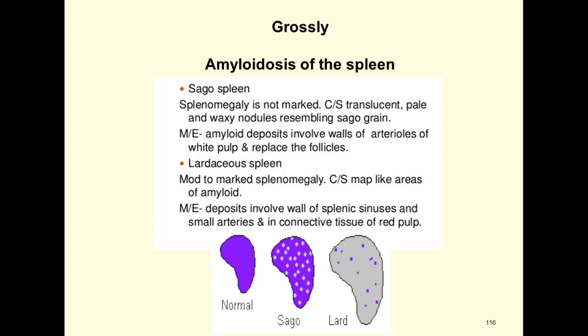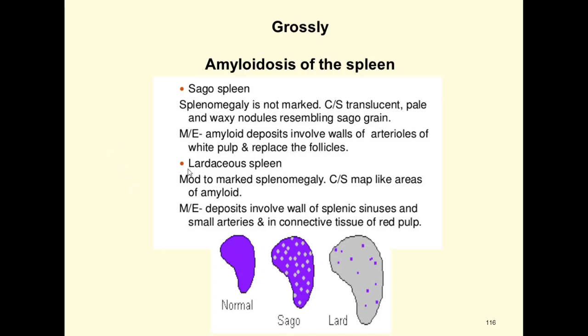Gross appearance of the spleen. The most common question during the seminar and practical classes is about changes in the spleen due to amyloidosis. So what do we have? The first stage is sago spleen. We have just small focuses with a whitish yellowish color, and that's it.